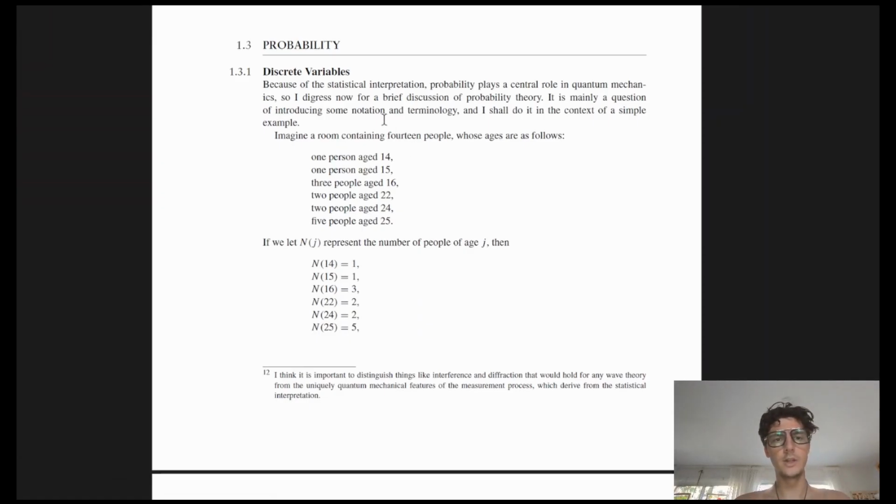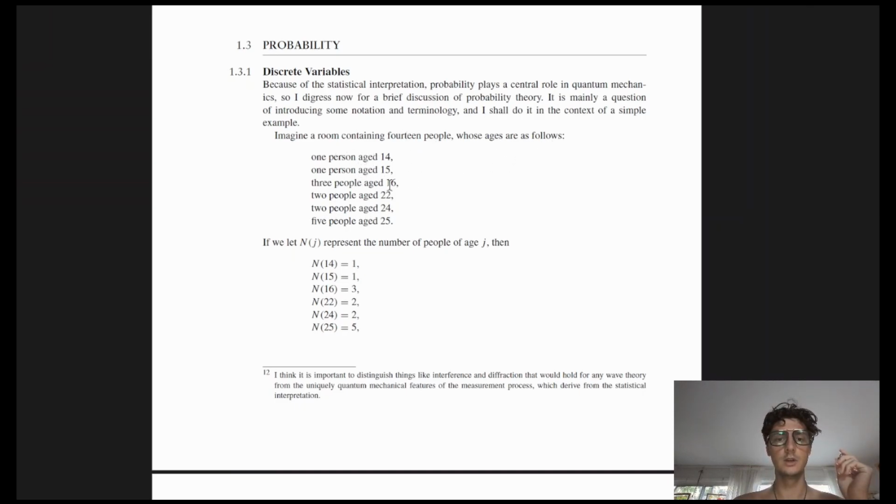Alright, moving on with probability. Discrete variables. Because of the statistical interpretation, probability plays a central role in quantum mechanics. So I digress now for a brief discussion on probability theory. It is mainly a question of introducing some notation and terminology, and I shall do it in the context of a simple example. Imagine a room containing 14 people whose ages are as follows.